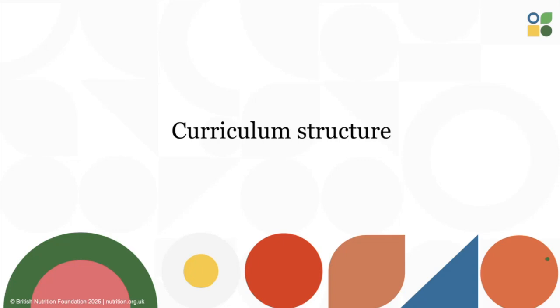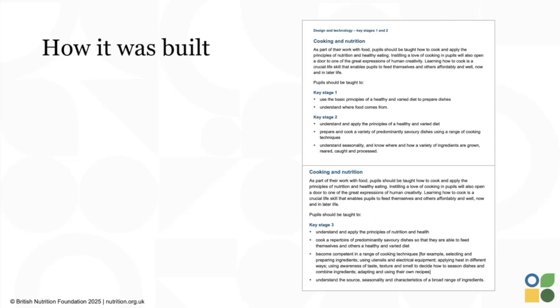So I'm going to do a little bit about the overview of the curriculum and what we did and how we did it. So first of all, how it was built. Well, we had some set parameters from Oak, and we knew we had 12 lessons per year across Key Stages 1 to 3, so over 9 years. So that's quite a good chunk of lessons.